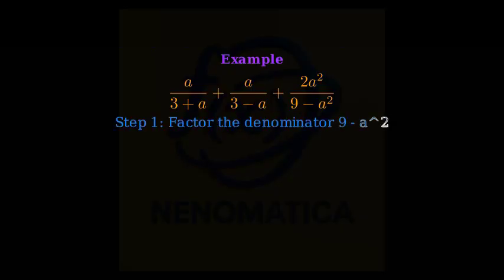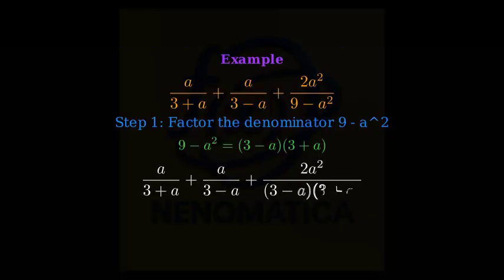Here is the example we will solve. We want to simplify (3 plus a) over (3 minus a), plus 2a squared over 9 minus a squared. Step 1. Factor the difference of squares in the last denominator. 9 minus a squared equals the product of (3 minus a) and (3 plus a). Now rewrite the expression with that factorization in place.